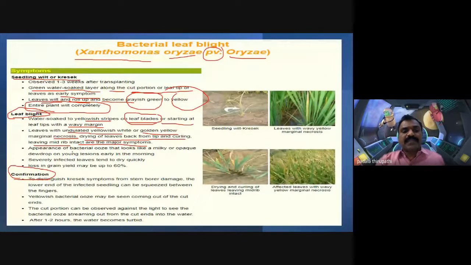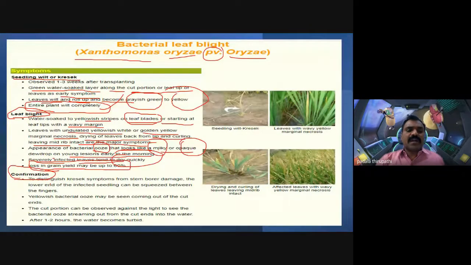Then there is the appearance of bacterial ooze that looks like a milky or opaque dewdrop on young lesions early in the morning. Whenever the disease is severe, the leaves tend to dry quickly. So in seedling wilt or kresek, the entire plant completely wilts. At the same time, in leaf blight, when severe infection is observed, the leaves tend to dry quickly, and grain yield loss may be up to 60%.